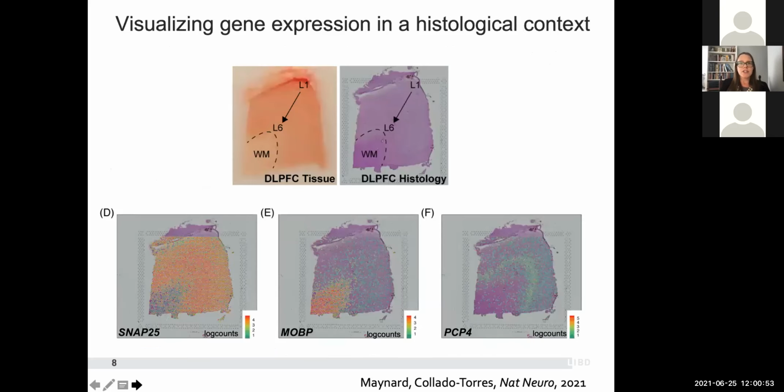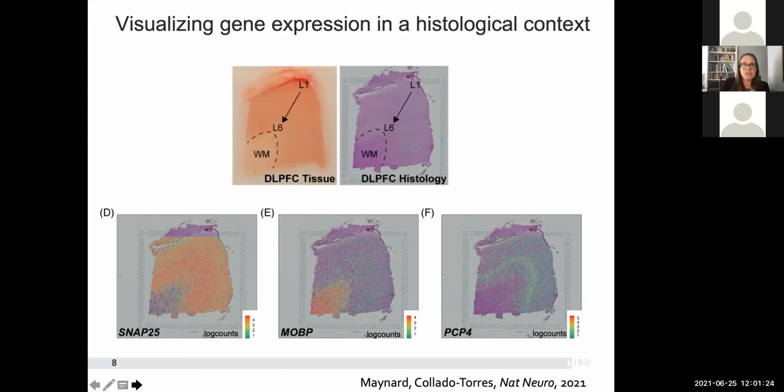So the orientation of each sample was confirmed using marker genes for the gray matter containing neurons, the white matter containing glial cells, and then previously identified laminar marker genes. So what you're looking at on the top panel is a DLPFC tissue block and corresponding histology from a representative section. The bottom panel shows spot plots depicting the log transform normalized expression, or log counts, for SNAP25, MOBP, and PCP4.